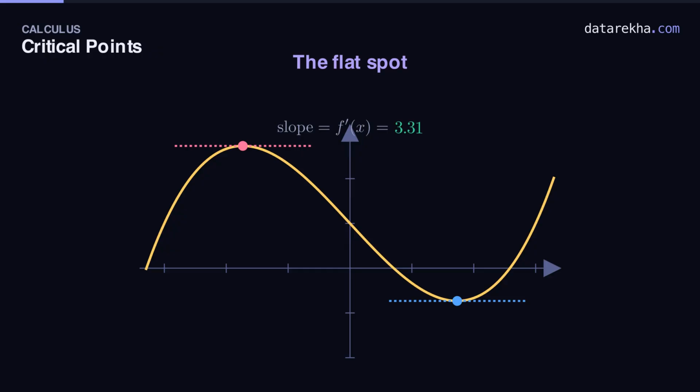A spot where the derivative hits zero has a name, a critical point. Every peak and valley hides at one. So to find them, you hunt for where the slope goes flat.